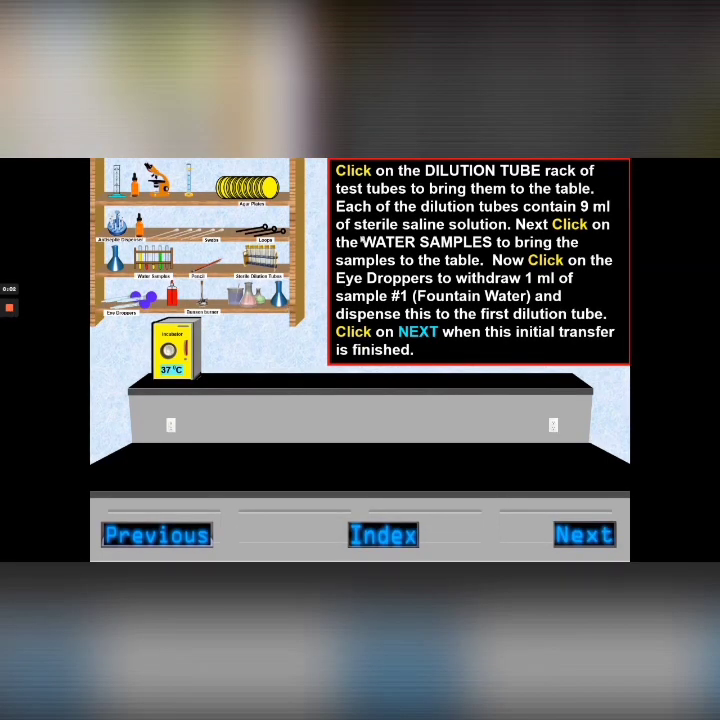So let's proceed with the procedure. Click the dilution tube.